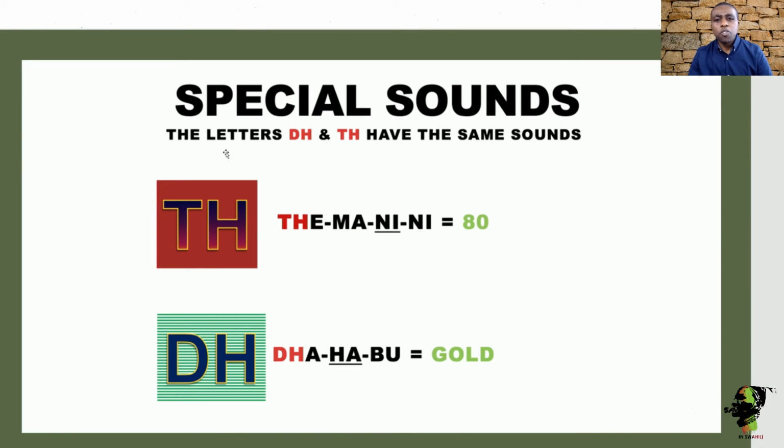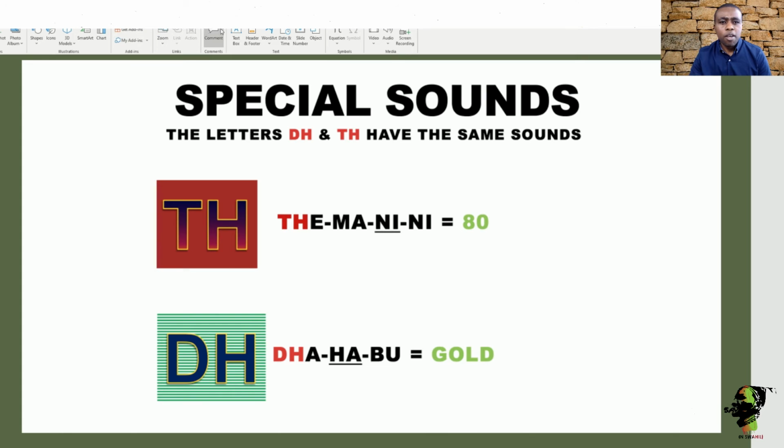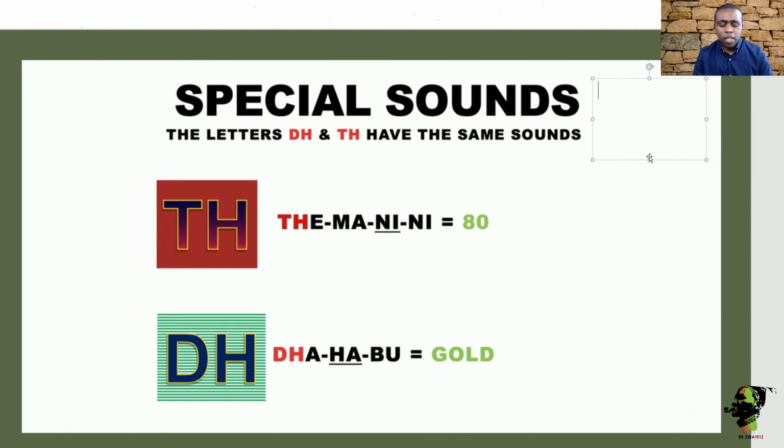So I have some special sounds here that I would like us to go through. We found these syllables when we were learning individual syllables earlier on, but it's very important so that we can learn how to pronounce words with these special or unique sounds in Swahili. So the letters DH and TH have the same sound, and that sound is pronounced just like the way you pronounce the word think in English. I'll make it bold so that you can remember that. Think, that's the sound you're looking for.